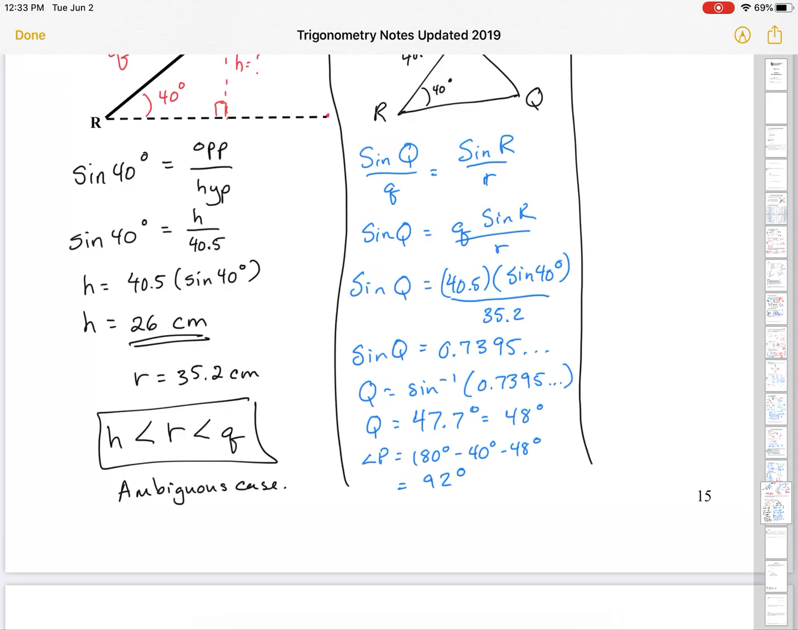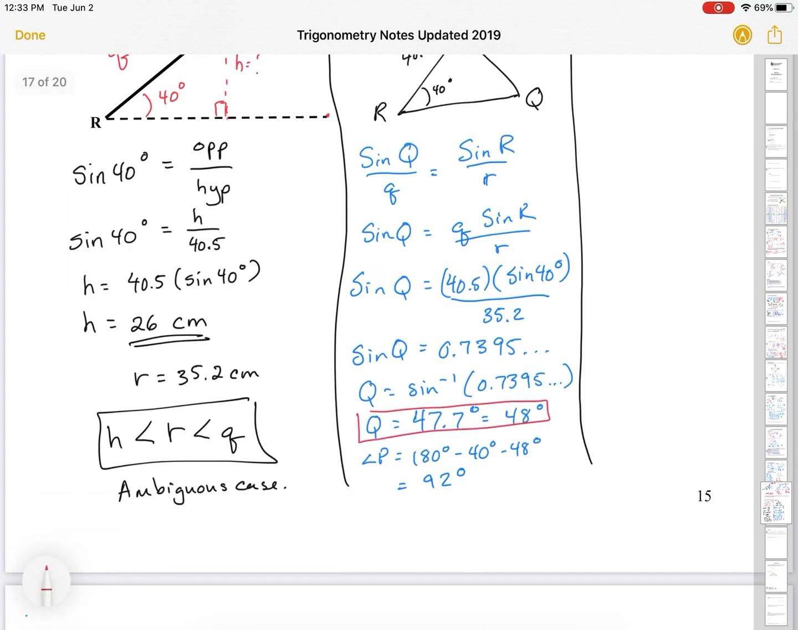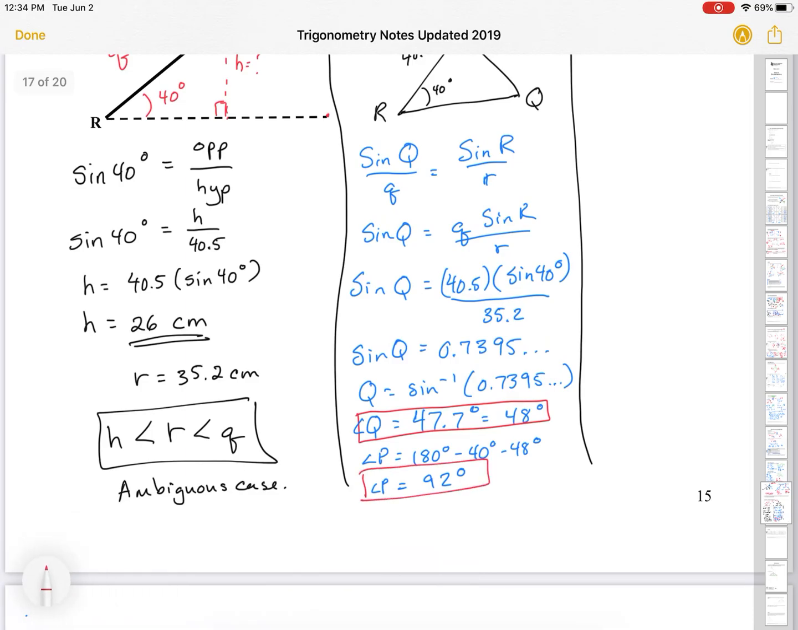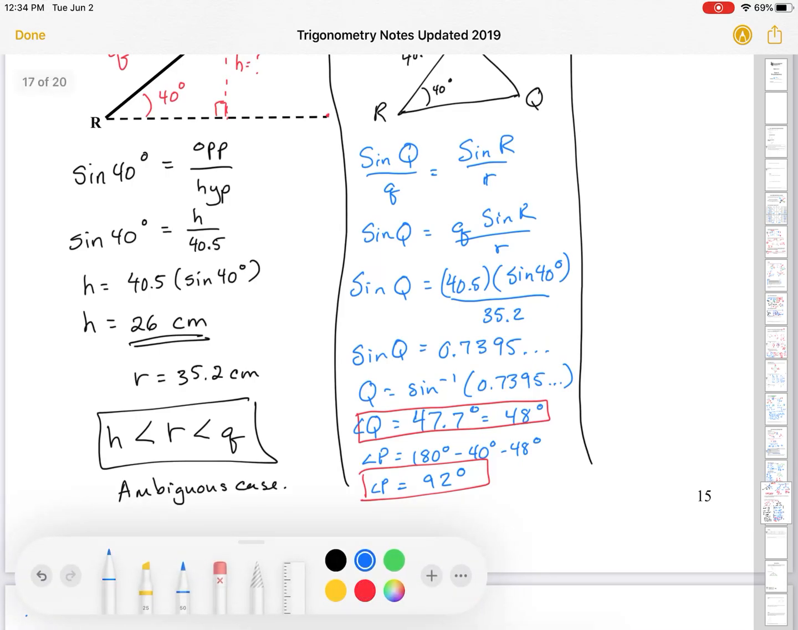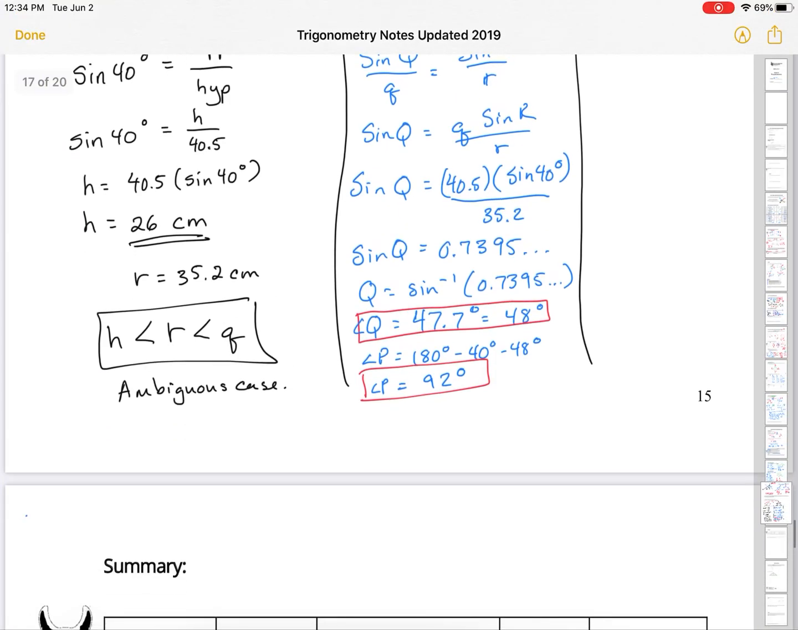Let's just scroll this up a bit. Hopefully I'll have a little space here. I use a lot more room than I should have. So we have our angle Q, and we have our angle P. And to find the missing side, we would use the sine law to find that. So let's squeeze it in there. I know I can make it work.